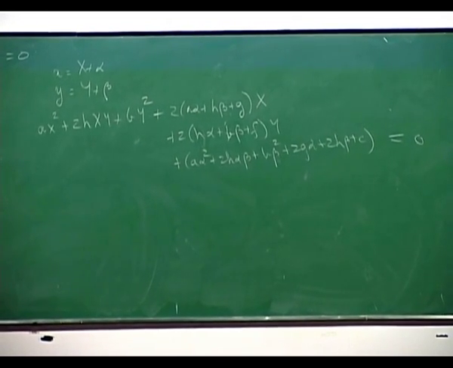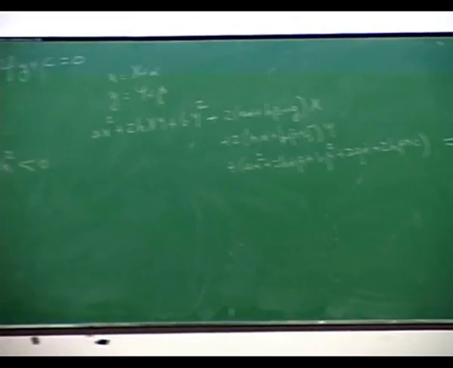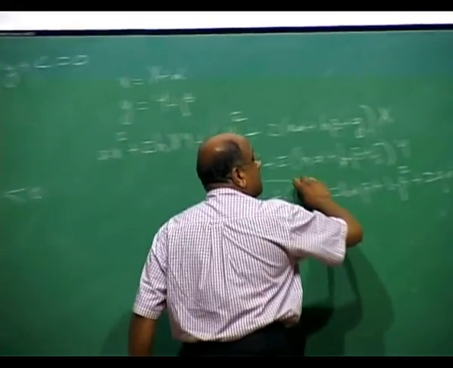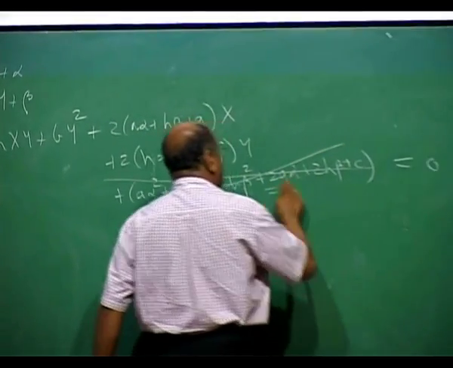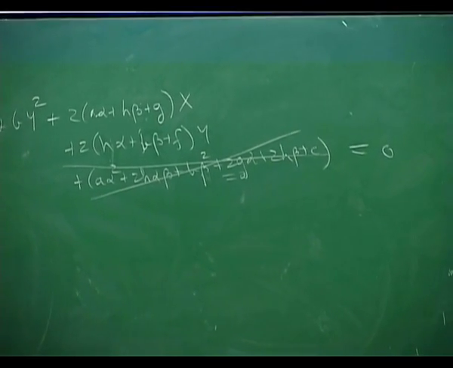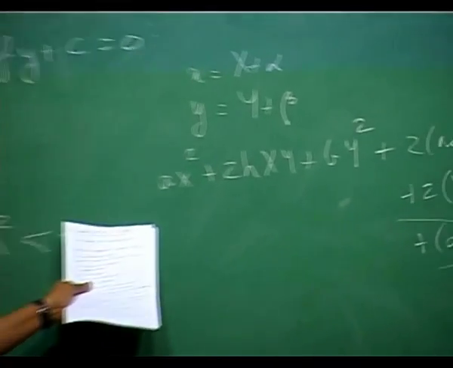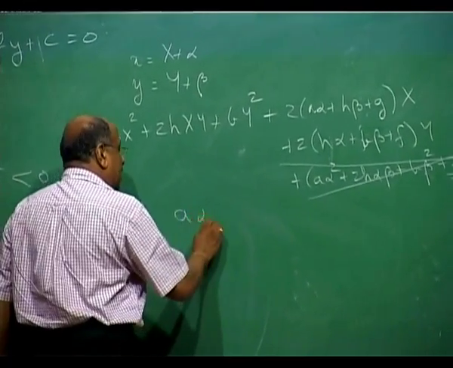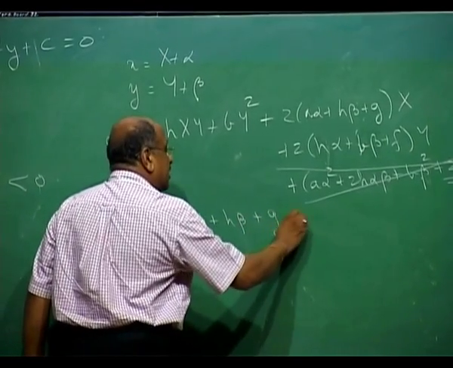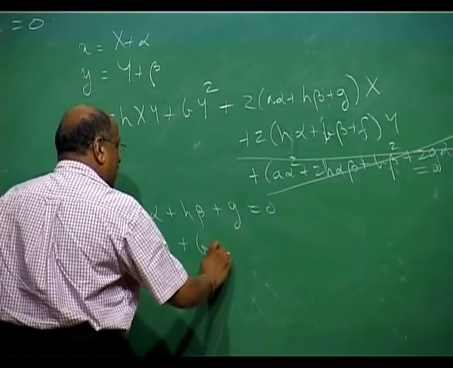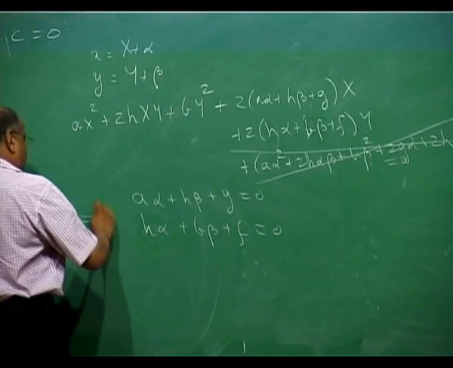But what is alpha, beta? It's a point of intersection, so it must lie on the curve. So the constant term will be 0 automatically. Further, since this is a pair of lines now intersecting at the origin, it cannot have any X or Y term. So you will forcibly get a alpha plus h beta plus g equal to 0, and h alpha plus b beta plus f equal to 0.